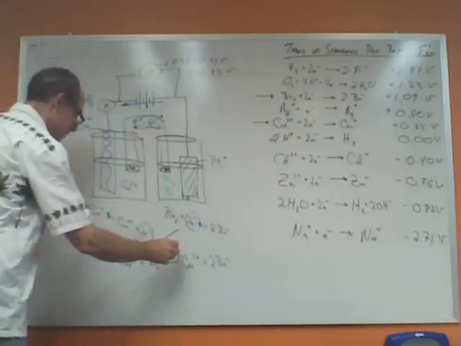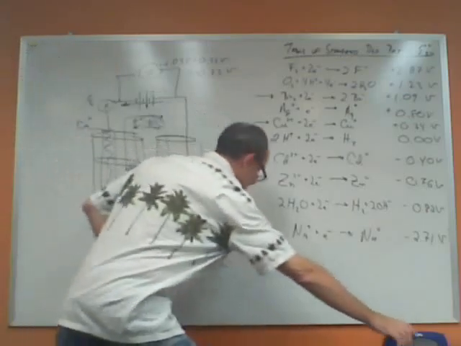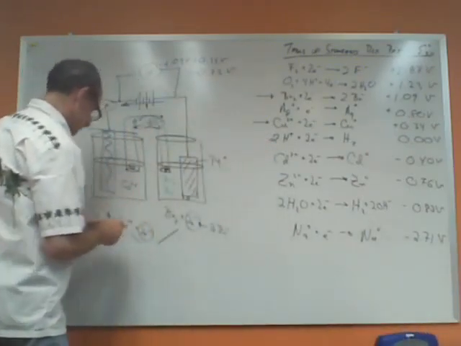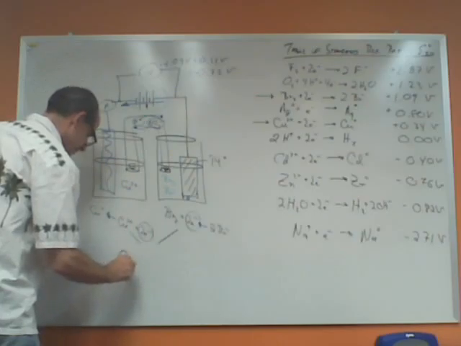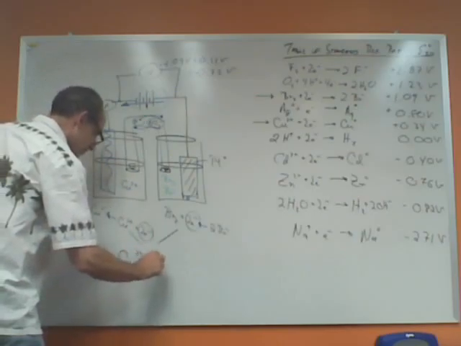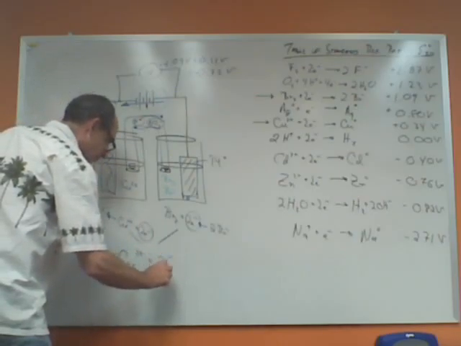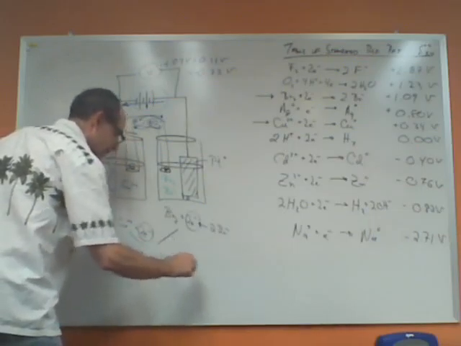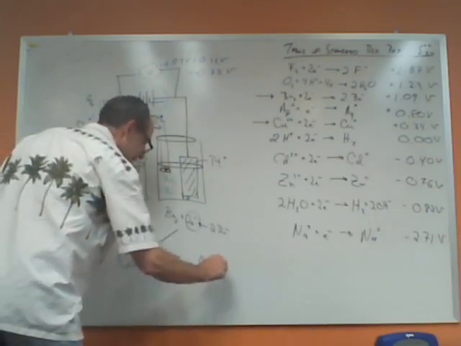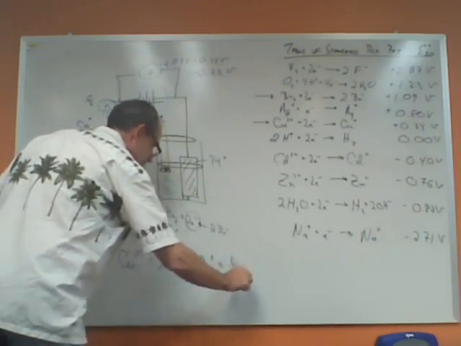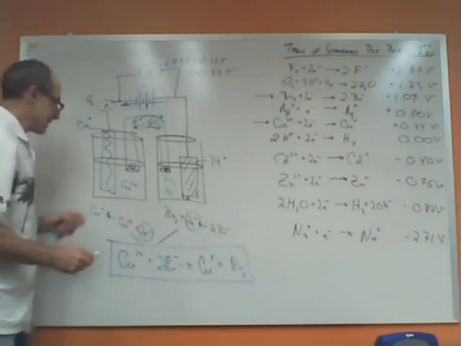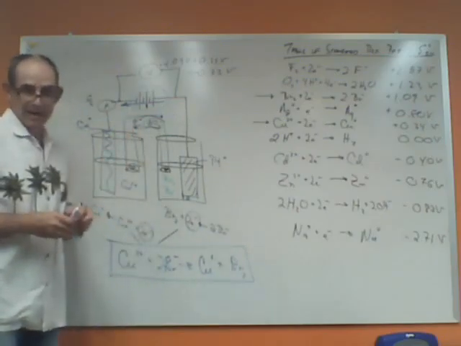But this would be the overall reaction; I'm going to write this in the direction it will actually happen. So what I would see is that copper ions would react with bromide ions to form metallic copper and bromine. And this would be the net ionic equation for the non-spontaneous reaction that is occurring.